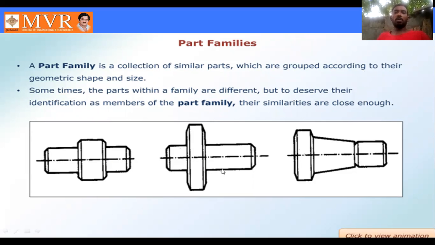So here, similar parts, with similar shape and size, are grouped together to form a group, even if they are only roughly alike. So this one we can call a part family. So this is the introduction about the part family.